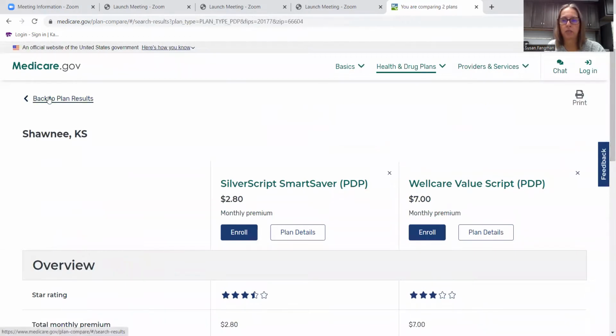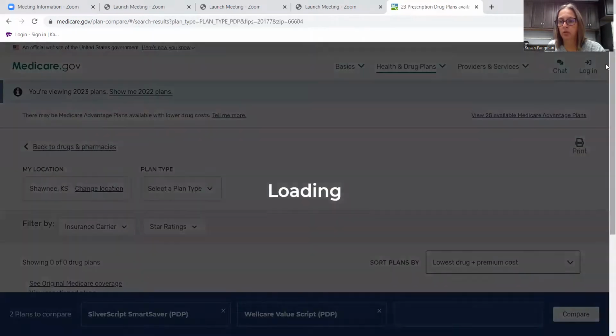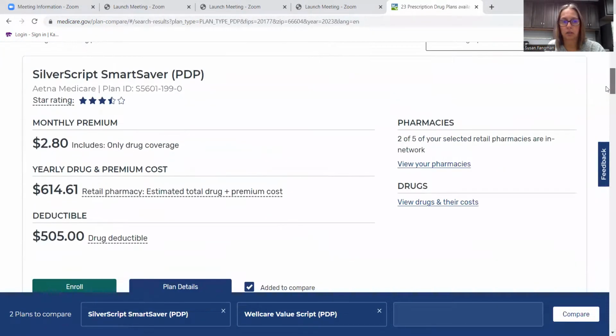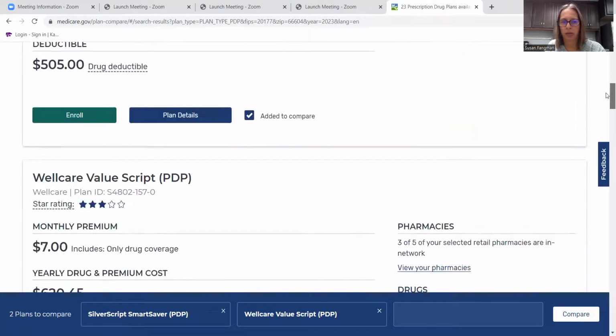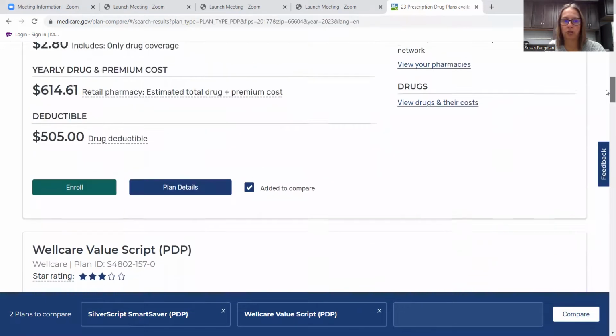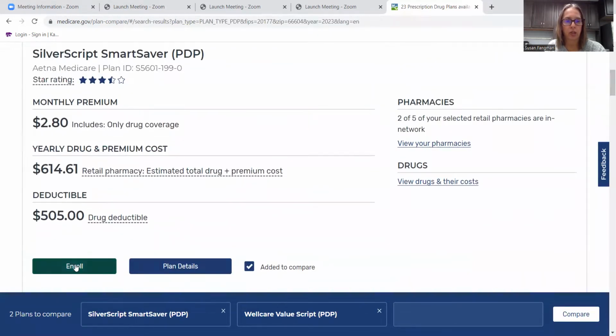All right, once you've decided what plan you'd like to enroll in, just find it, and then you hit the enroll button. Pay attention to what plan you're enrolling in. Like WellCare has several plans this year. Make sure you pay attention to the entire name of it, WellCare Value Script. Pay attention to that premium. Make sure you're enrolling in the right plan that you want to. So you can hit the enroll button.